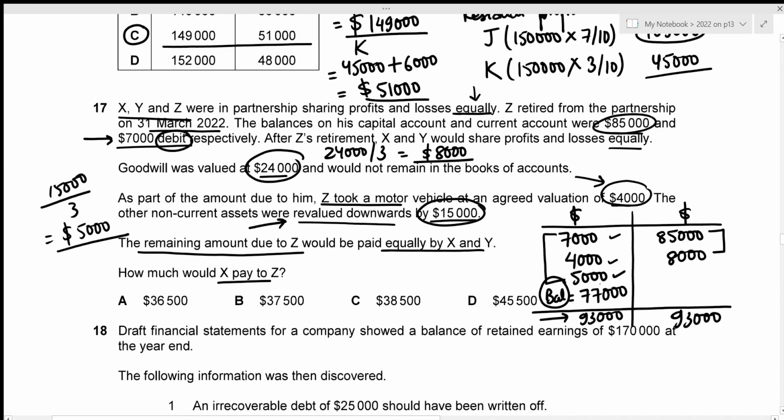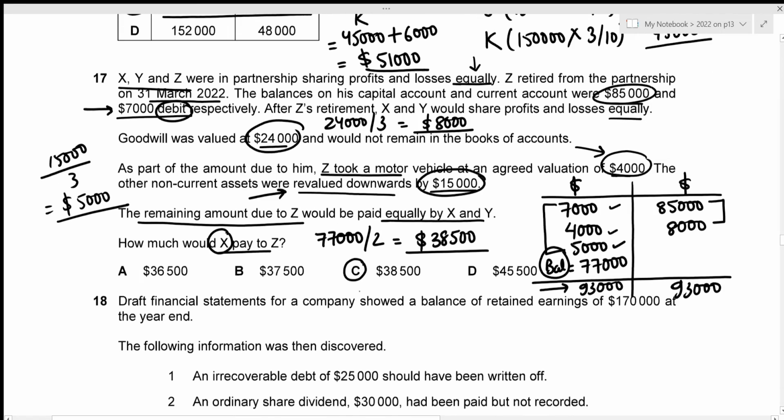And we're only trying to figure out the amount that X would pay to Z, which is half of the balance due to him, right? So that will be the total balance of 77,000 divided by 2, which results in the amount of 38,500. This is the answer we're looking for, which is given in option C. This concludes question number 17. We can now move towards question number 18.